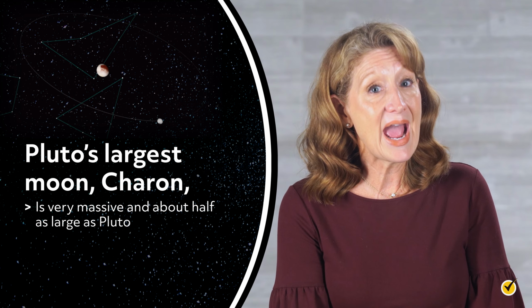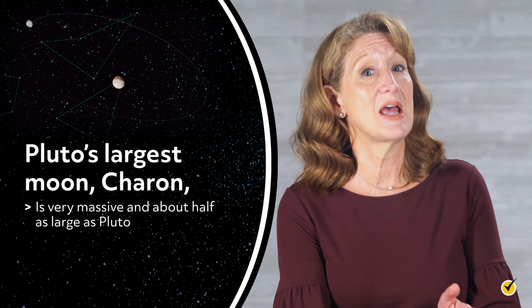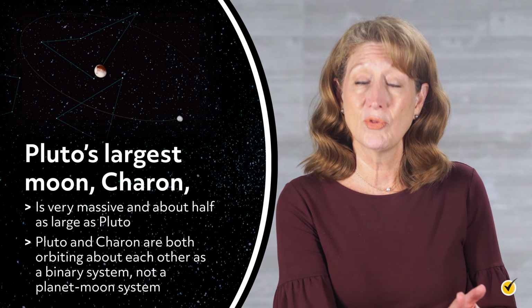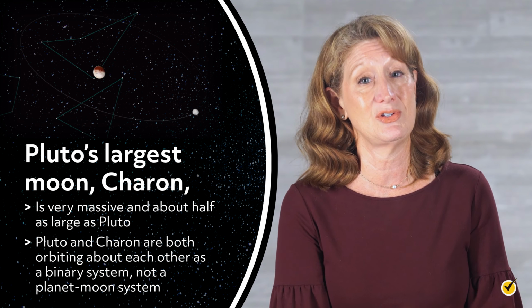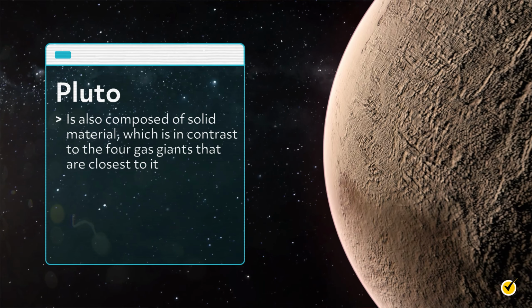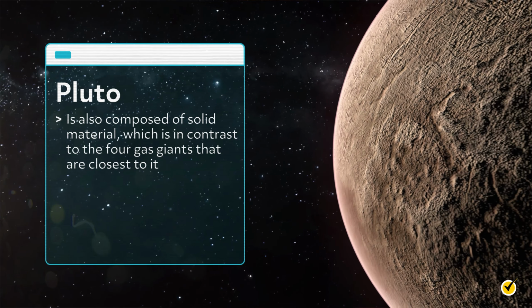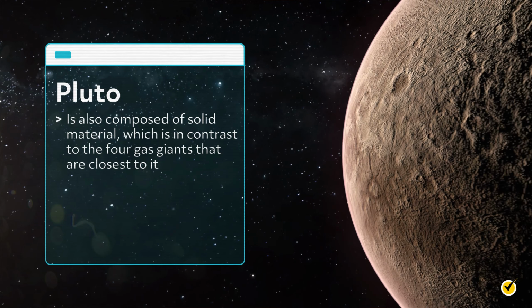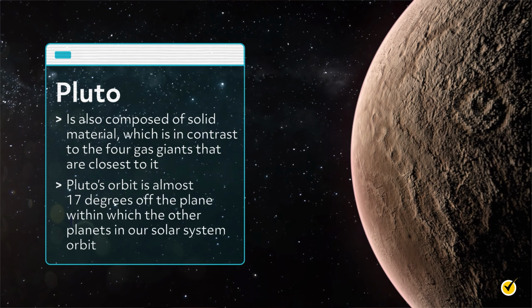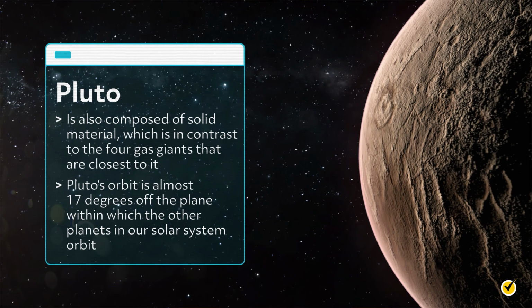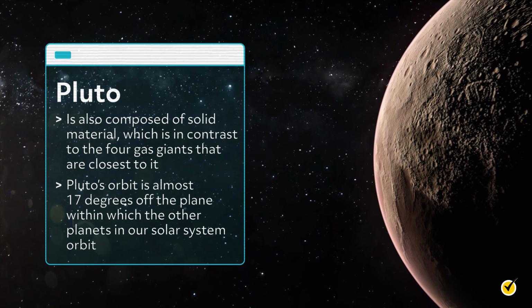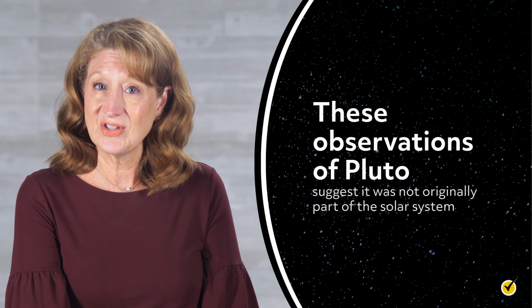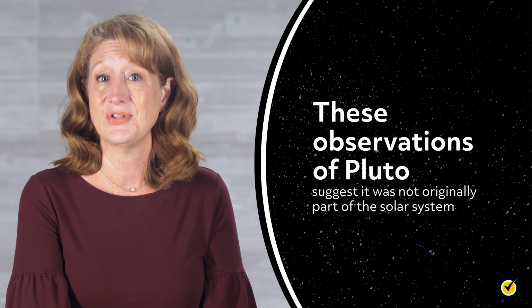Pluto's largest moon, Charon, is very massive and about half as large as Pluto. This means that Pluto and Charon are both orbiting about each other as a binary system, not a planet-moon system. Pluto is also composed of solid material, which is in contrast to the 4 gas giants that are closest to it. Furthermore, Pluto's orbit is almost 17 degrees off the plane within which the other planets in our solar system orbit. These observations of Pluto suggest it was not originally part of the solar system.